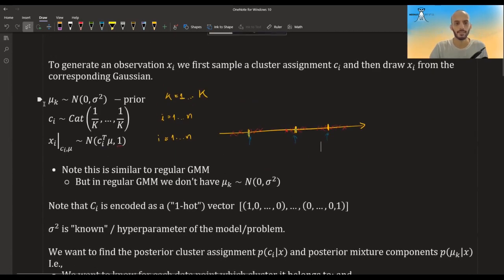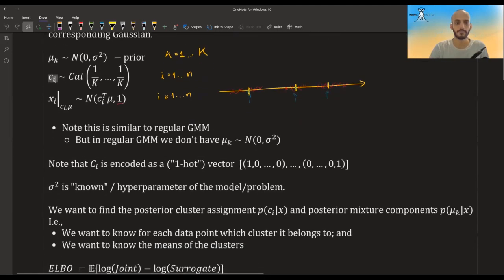We assume some prior knowledge on them. Okay, so also note that Ci is encoded as a 1-hot vector. So if big K is equal to 10, then Ci will be a number between 1 and 10, but we encode that number, let's say 3, as 0, 0, 1, and all zeros afterwards. Okay, and also the sigma square here is some sort of a hyperparameter of the model.